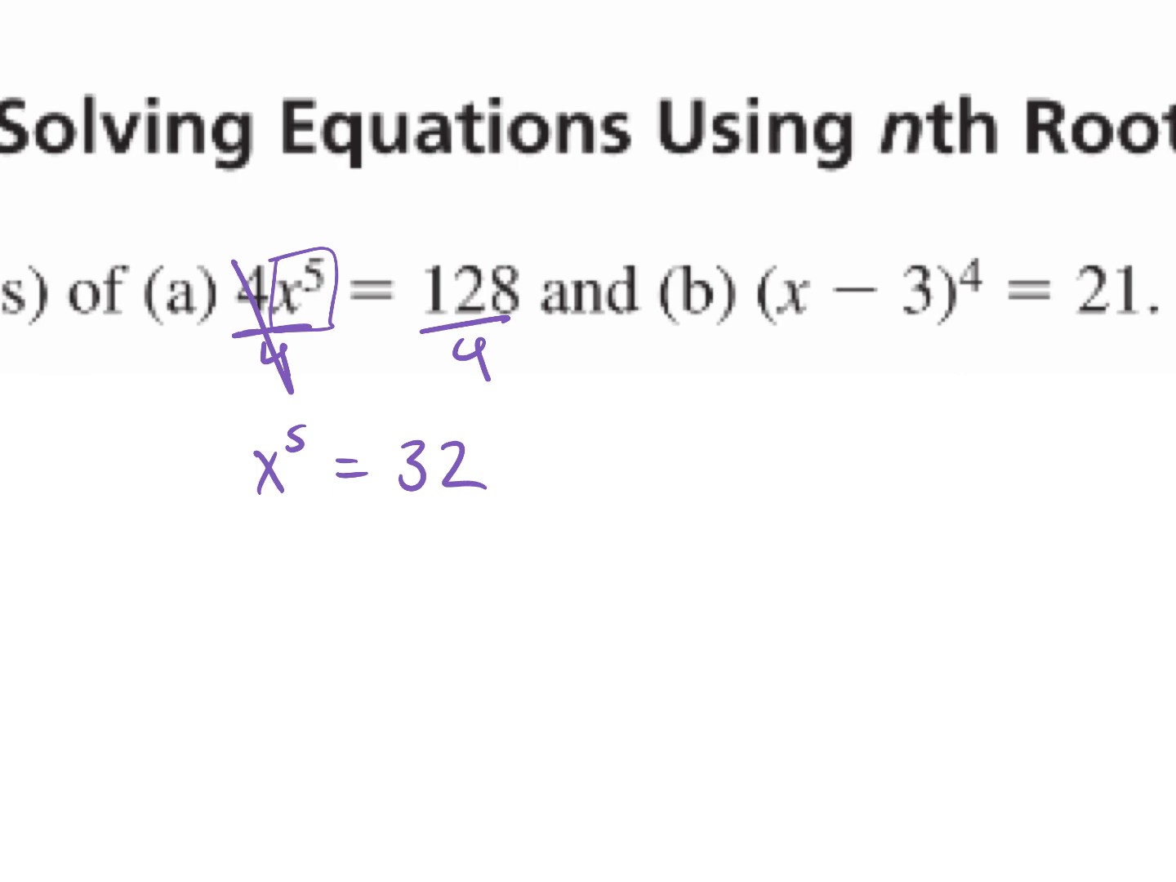32. Now we need to get rid of that 5th power there. I need it to be x all by itself, x equals. So to get rid of the 5th power, we can take the 5th root of both sides because it'll cancel out with the exponent. So I'm taking the 5th root of 32.